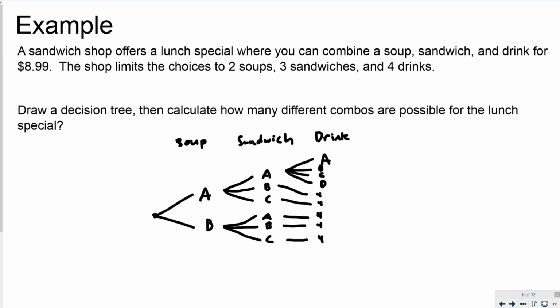So what we can do then is use the fundamental counting principle, and we can say we've got 2 soups times 3 sandwiches times 4 drinks.